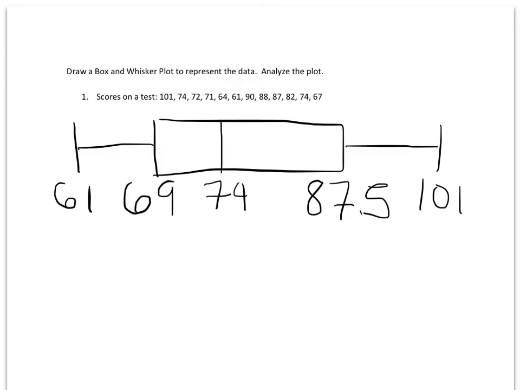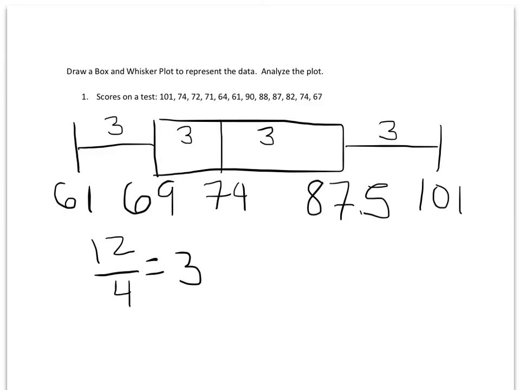So here we have our box and whisker plot. Now we're going to go ahead and analyze it. If you count the number of scores, there are, let's see, 1, 2, 3, 4, 5, 6, 7, 8, 9, 10, 11, 12 of these scores. So 12 scores divided by 4 for the different quartiles equals 3. That means that in each section of our box and whisker plot, there are 3 data points.